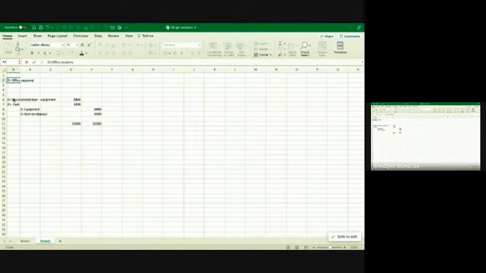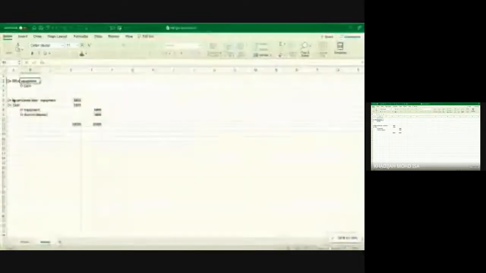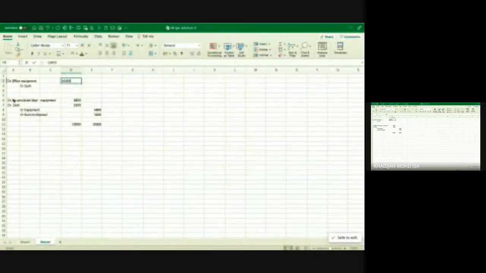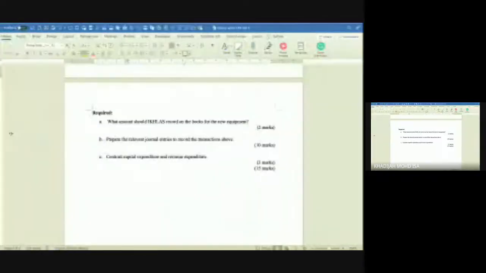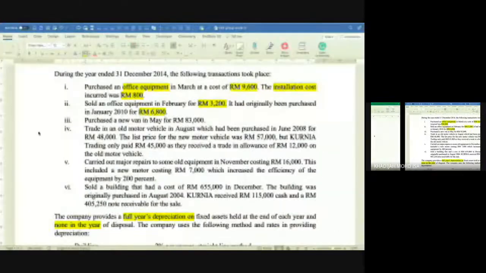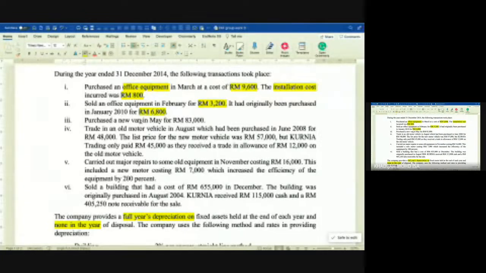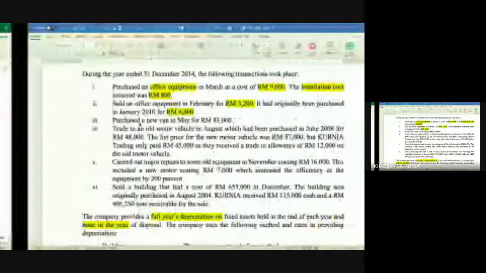Office equipment, and then you are going to credit your cash. How much is that? 10,400, and here is also 10,400. Okay, next is, what do you have? Purchase a new van for 83,000. So this one is very straightforward. So what will be the entry?